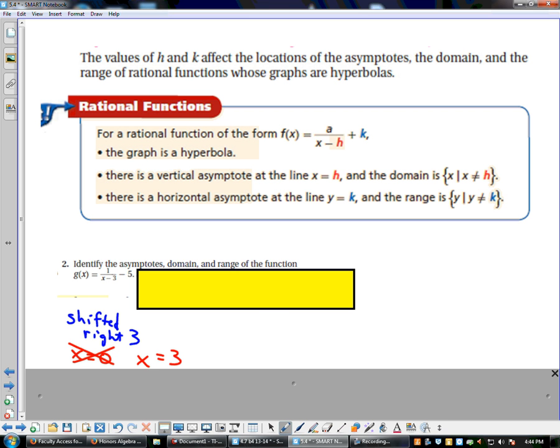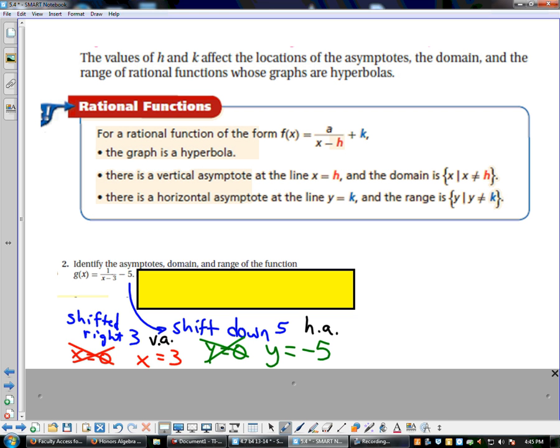And then if it's been shifted down 5 units because of the minus 5, then that means that instead of having a horizontal asymptote at y equals 0, that's been shifted down 5 units. So now y equals -5 would be your horizontal asymptote. This is your vertical asymptote here. The vertical asymptote is x equals 3, and your horizontal asymptote would be y equals -5.